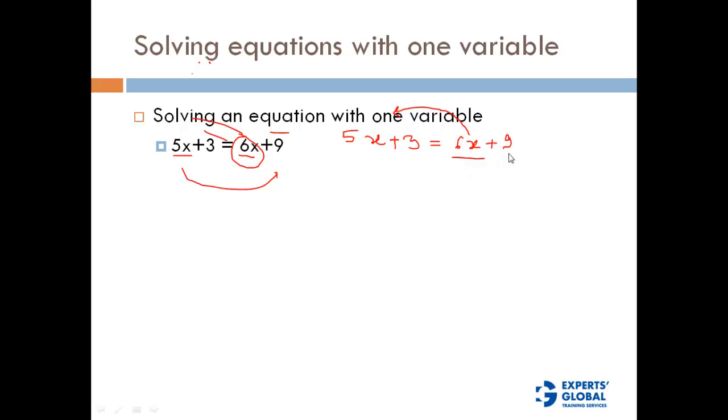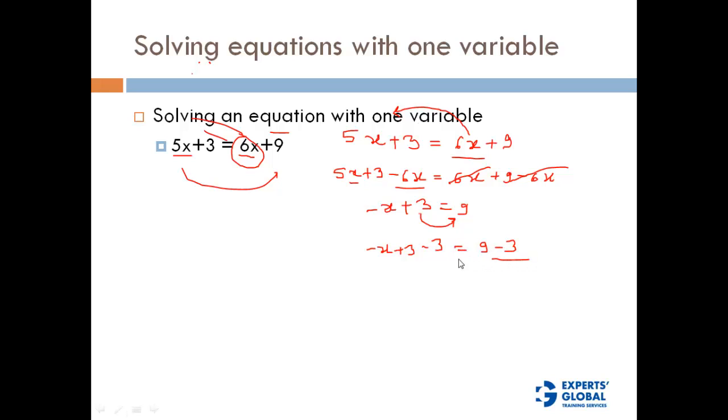So you subtract 6x from here, so you'll also have to subtract 6x from the left side. So that means it becomes 5x plus 3 minus 6x is equal to 6x plus 9 minus 6x. So plus 6x and minus 6x will get cancelled, and 5x and minus 6x together mean minus x. So we get minus x plus 3 is equal to 9. Now this 3 will go from the left hand side to the right hand side. So that means minus x plus 3 minus 3 is equal to 9 minus 3, right?